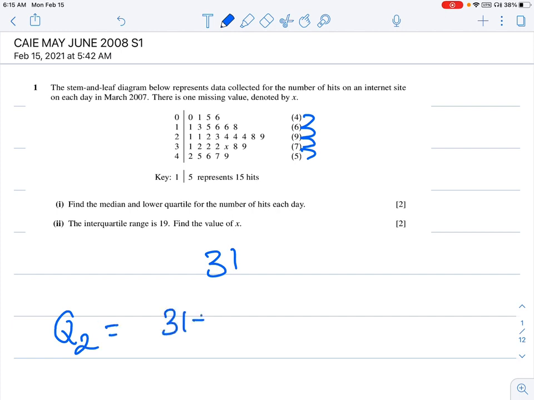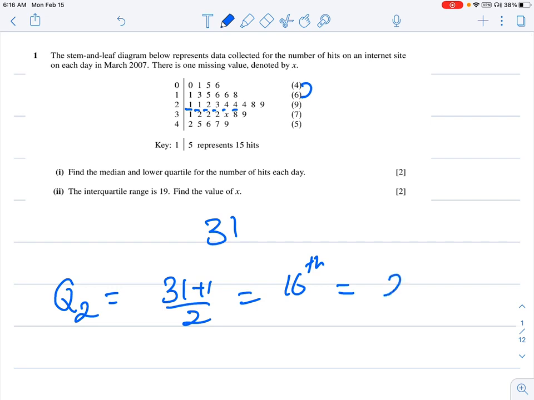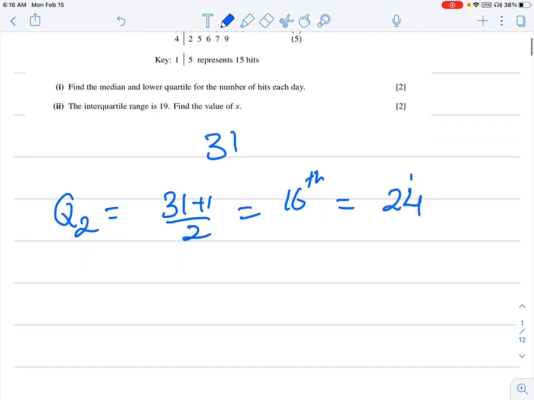So which is (31 plus 1) by 2, which is the 16th term. So the 16th term, I calculate. 10 terms are over, so 4 plus 6 is 10, so 11, 12, 13, 14, 15, 16. 16th is 24. So my Q2 is 24.